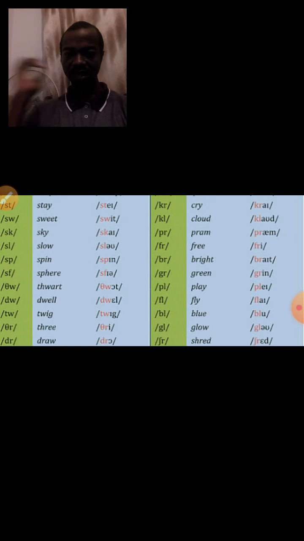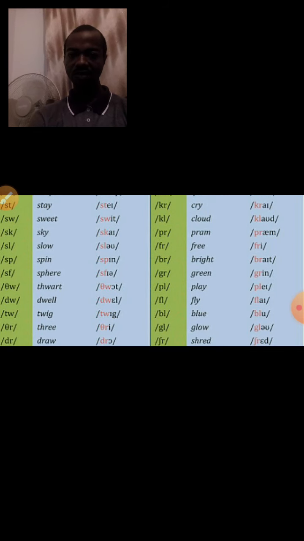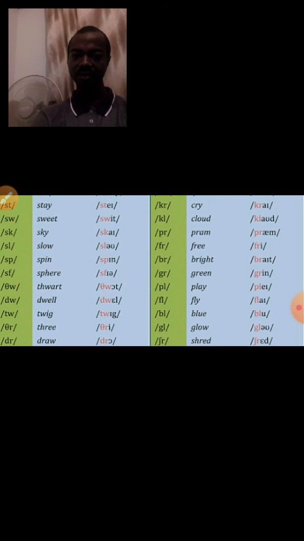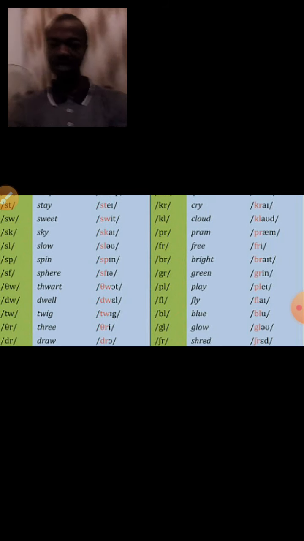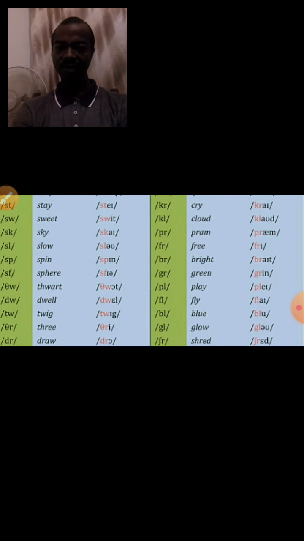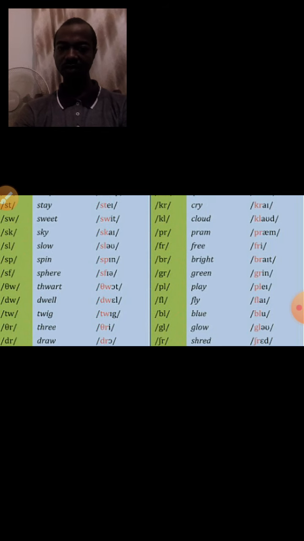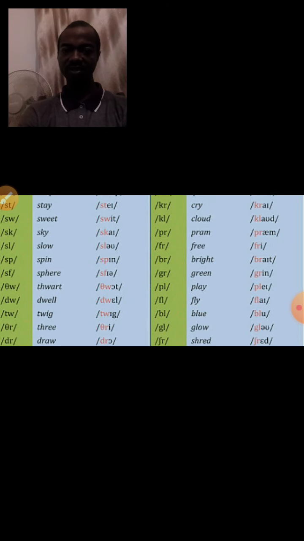Now we have the clusters. The first column has the cluster, like the ST, then the word, and the transcription. So like stay, the cluster is ST, the word is stay, and you have the transcription there. Then you have SW, like you have in sweet, and the transcription there.